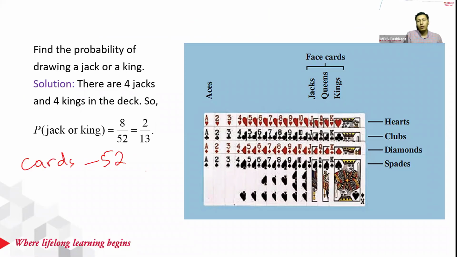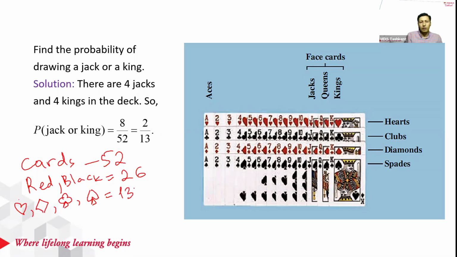So, total cards, how many cards we have? 52. Total number of cards is equal to 52 here. Then we have how many reds and blacks? The half of the cards are black. So 26 black cards and 26 red cards. Then we have heart, diamond, club, and spade. How many pieces? 13. This is heart, this is club, this one we call diamond, and this one spade.